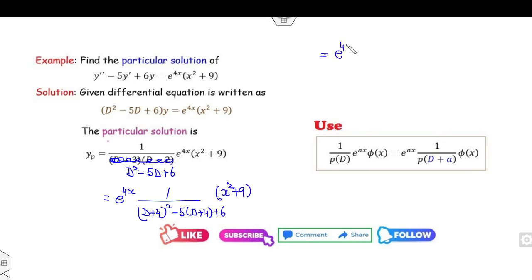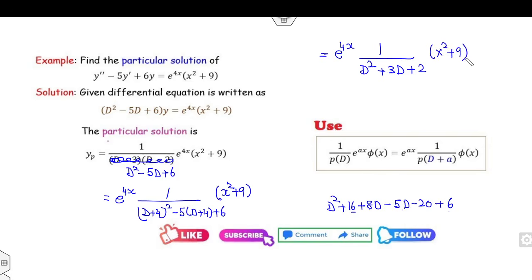Now I can open the denominator expression. So it will be my D square plus 16 plus 8D minus 5D minus 20 plus 6. So the expression is D square plus 3D plus 2, into x square plus 9. Fine.